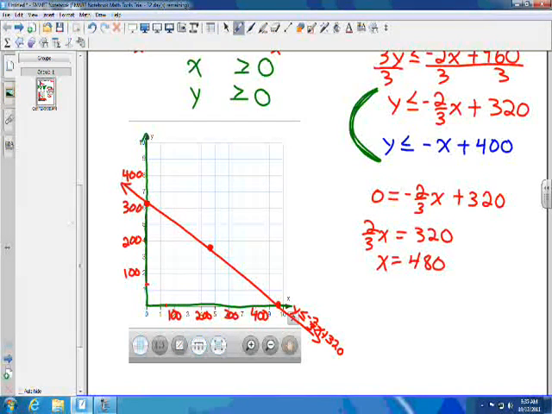And then the other one's pretty simple to graph because it crosses at 400 on both axes. And that one you would label Y2. That's what it's called in your calculator.